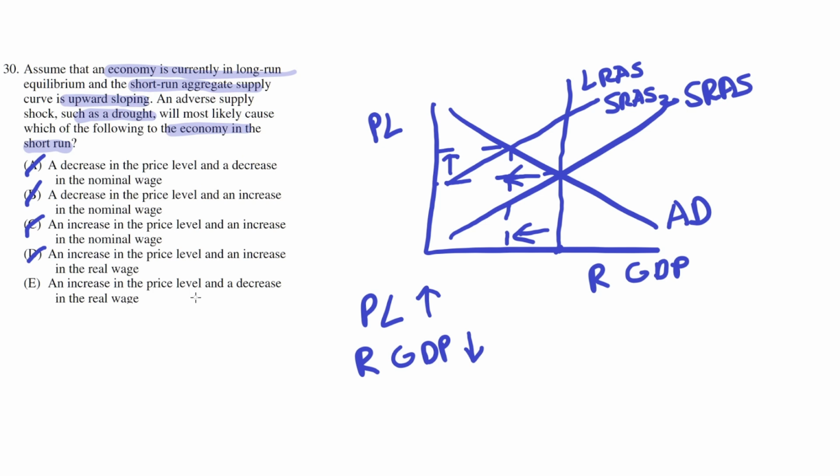E, an increase in the price level and a decrease in the real wage. This seems to be the correct answer because it properly shows how there's an increase in the price level and a decrease in the real wages, because real wages would decrease after there's inflation, or an increase in the price level. Therefore, the correct answer is E.